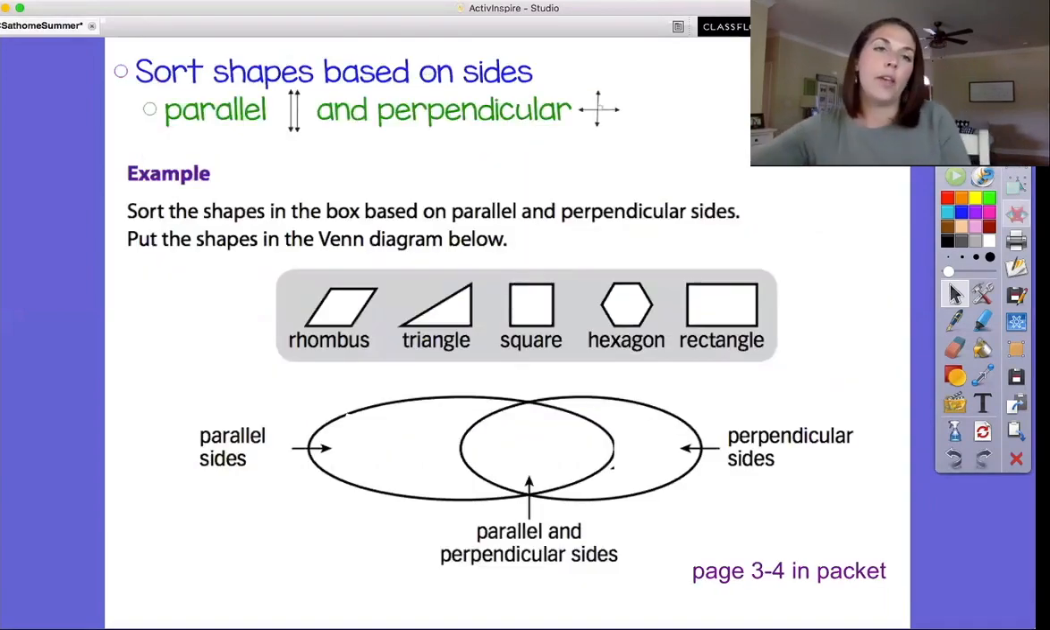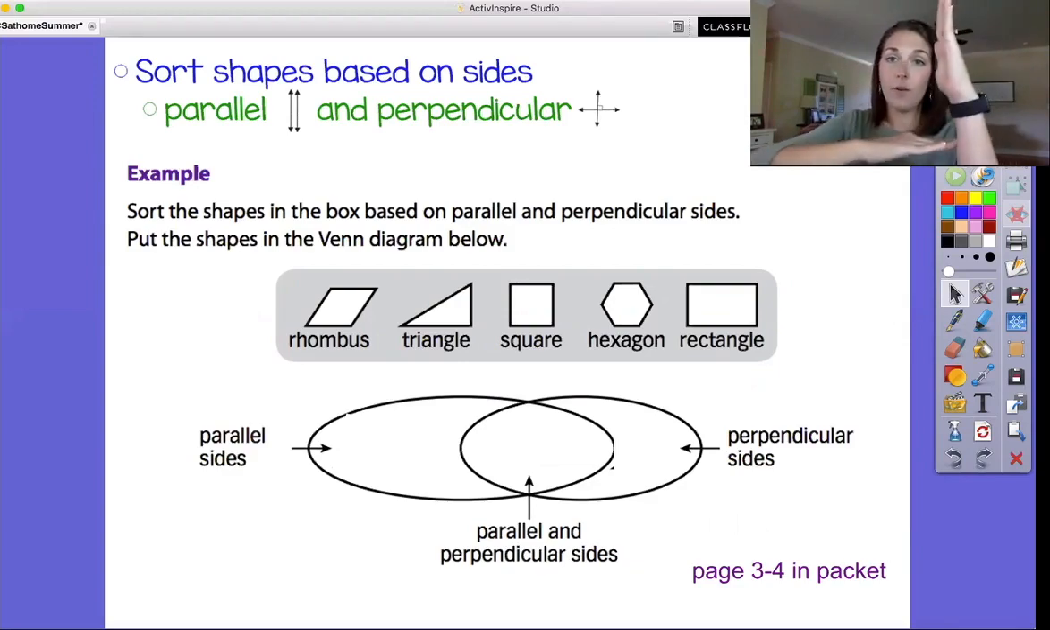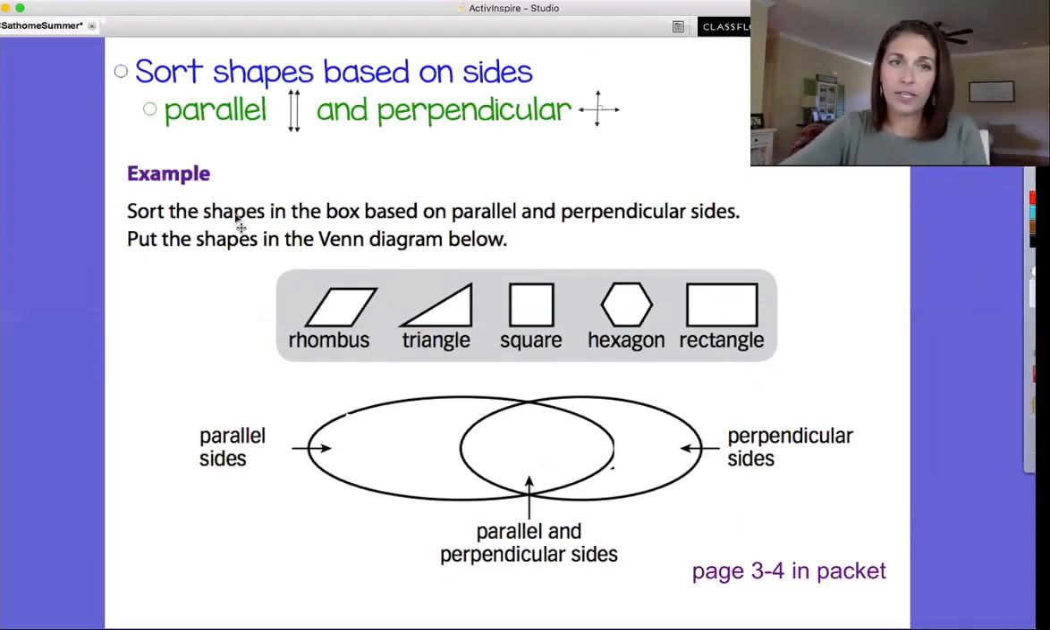Let's keep going and let's look at sorting shapes based on sides. So we talked about how we're looking at those shapes and looking for parallel sides. So the opposite sides are parallel to one another. They never are going to cross or intersect. And perpendicular sides where they form those perfect right angles where you could draw that square in the corner. So let's look at these shapes. So it says sort the shapes in the box based on parallel and perpendicular sides. Put the shapes in the Venn diagram below.